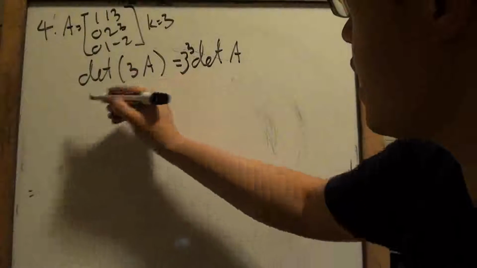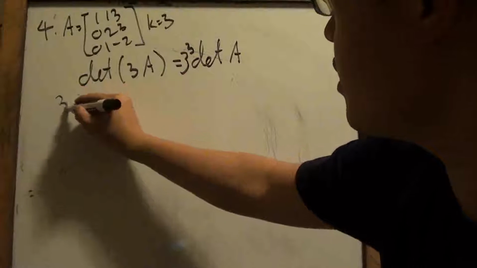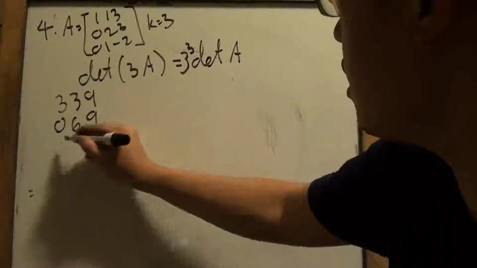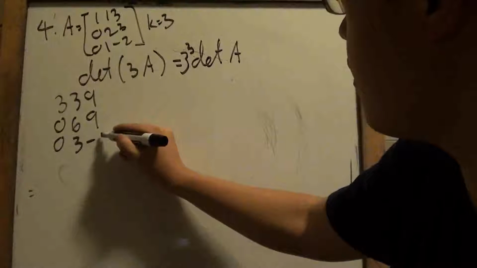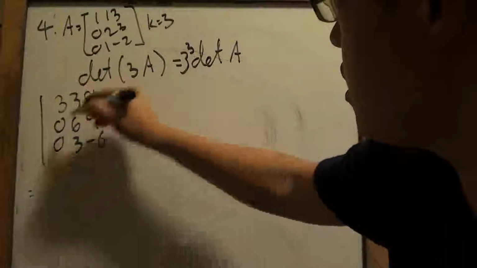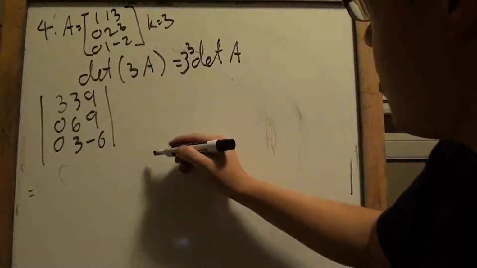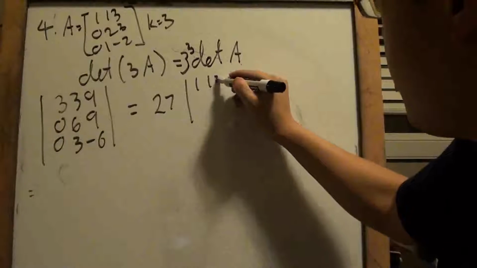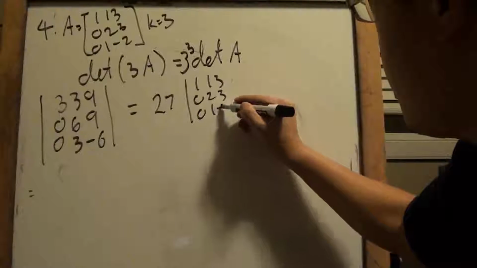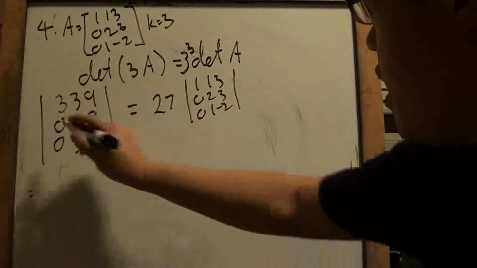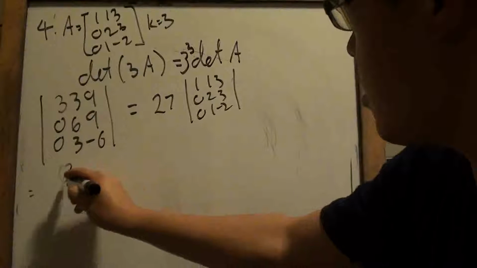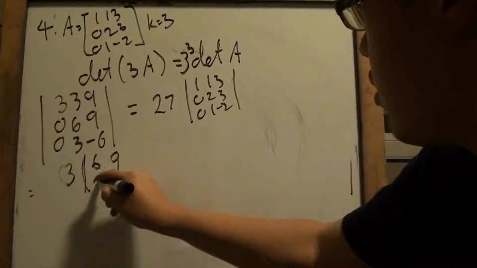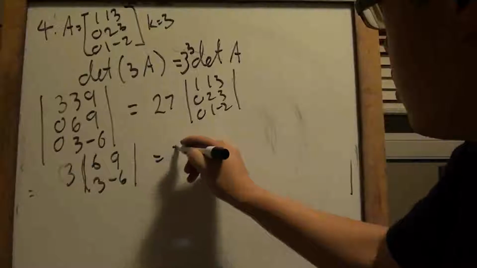Okay, so if that's the case, then that's going to be, no, wait, I did erase that one. 3, 3, 9, 0, 6, 9, 0, 3, negative 6 equals 2, 27, 1, 1, 3, 0, 2, 3, 0, 1, negative 2. Okay, so 2 zeros, beautiful. So that's going to be 3, 6, 9, 3, negative 6 equals 27.